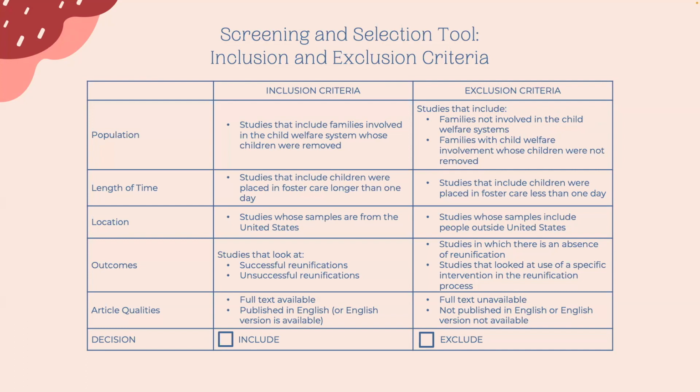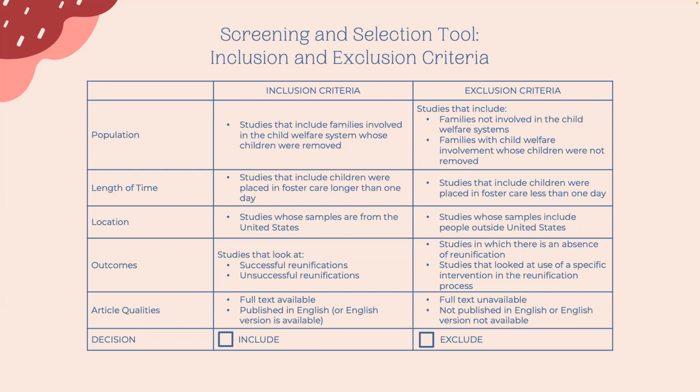In order to be included in my literature review, studies had to include families involved in the child welfare system whose children were removed and placed in foster care. If the study included families that were not involved in the child welfare system, or families who were involved in child welfare but whose children were not placed in foster care, I did not include those studies. I included studies with children who were placed in foster care longer than 1 day and studies that took samples from the United States. If the study included children who were in foster care less than 1 day or samples taken from outside the United States, they were excluded from my review.